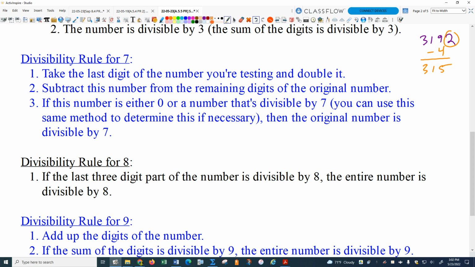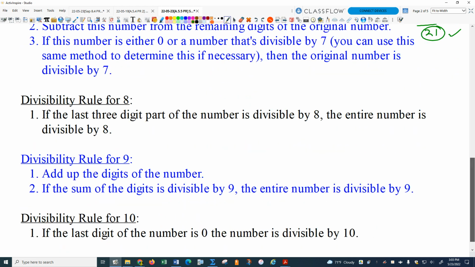And that's going to give us 315. Okay, that still is pretty big, so we'll do it again. If I double the 5 and subtract it from the other 2 digits, I get 21, which obviously is divisible by 7. So you just do this until your final number is either 0 or a number that's divisible by 7, then the big number was divisible by 7. If you end up with a number that's not 0 and not divisible by 7, then the original number was not divisible by 7.